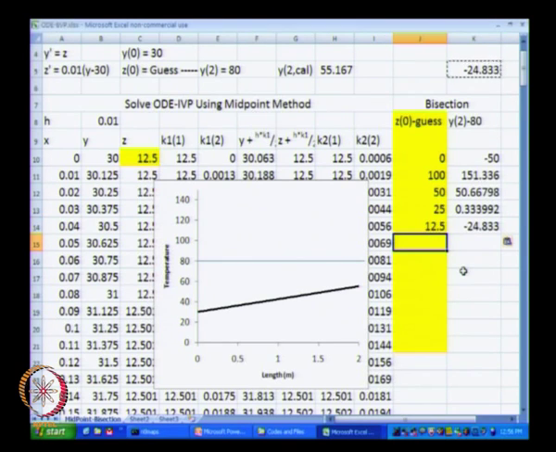Okay, so the next value is going to be between 12.5 and 25 because they lie on either side of the target, and so the next value that we are going to try is 18.5 for Z0.